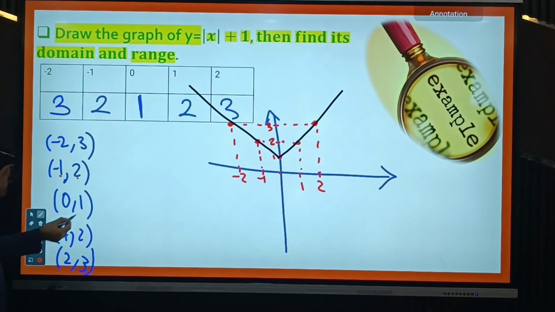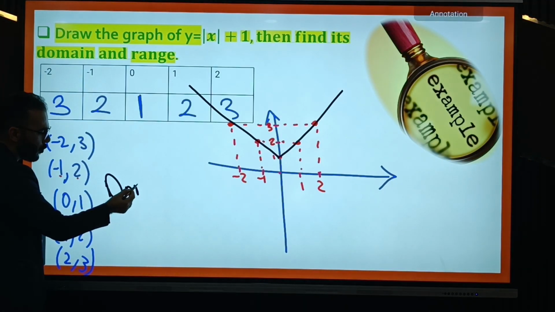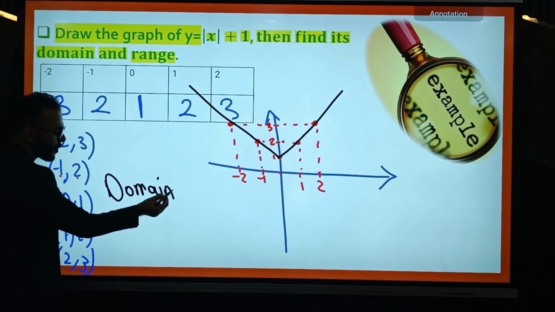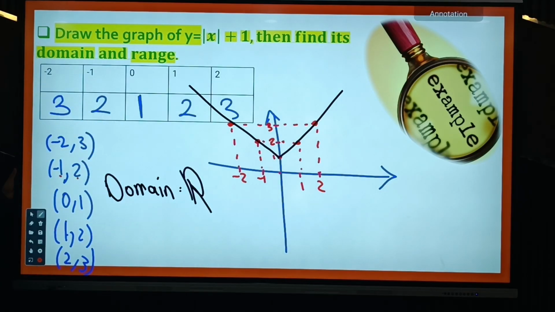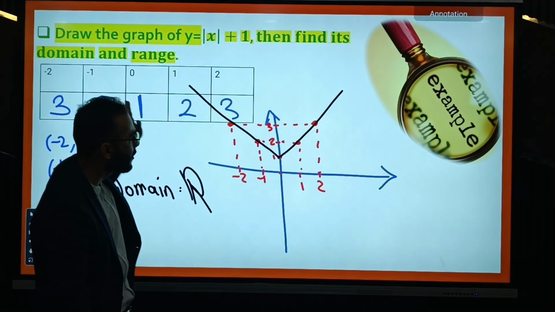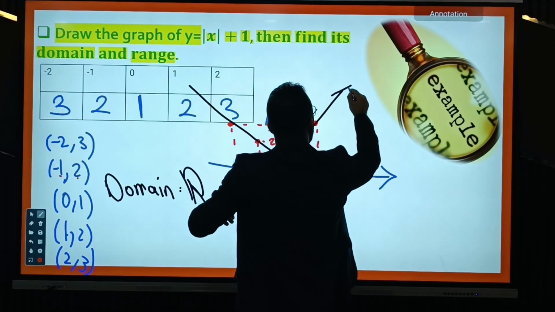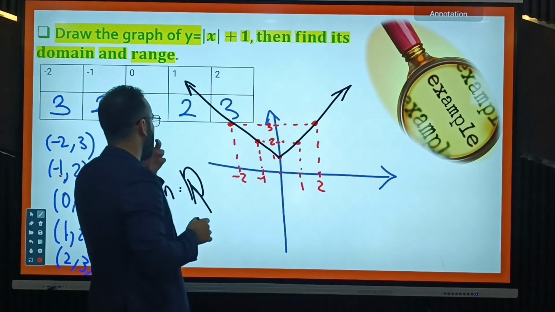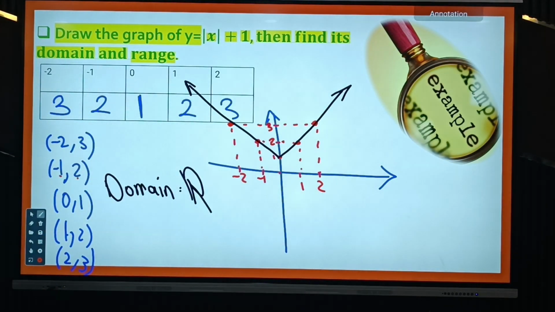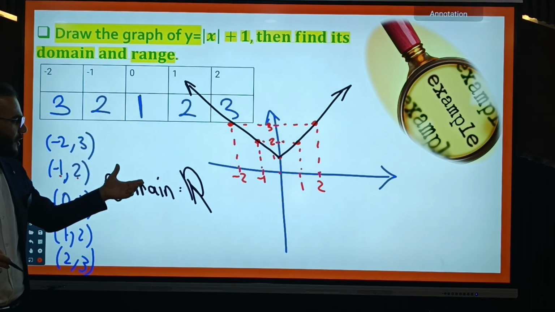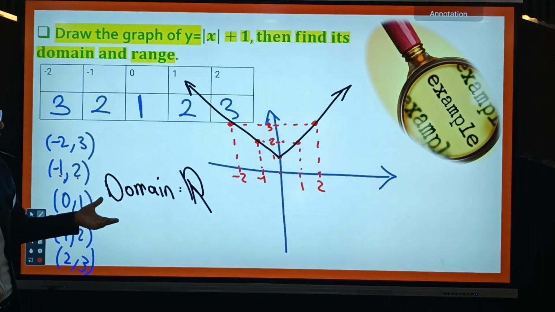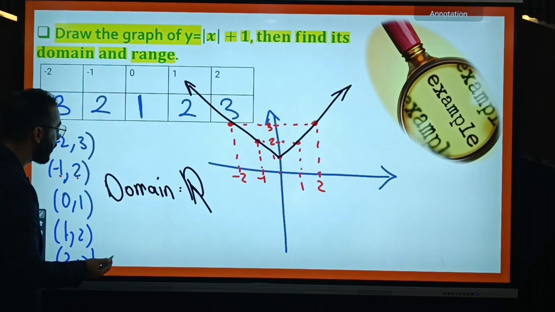So right now let's analyze the domain. Domain for an absolute value function is always all the real numbers. Guys, from negative infinity it goes up to positive infinity. There is no discontinuity point here. That's why the domain of the absolute value function is all the real numbers, which are denoted by R.